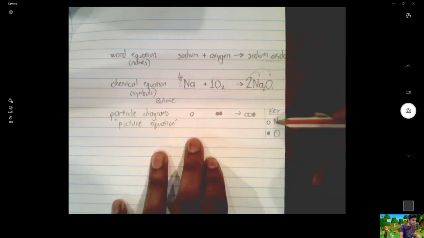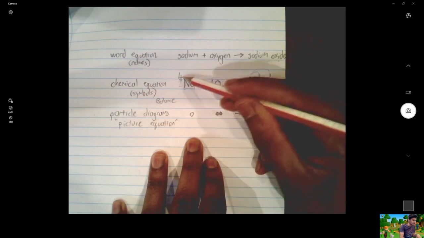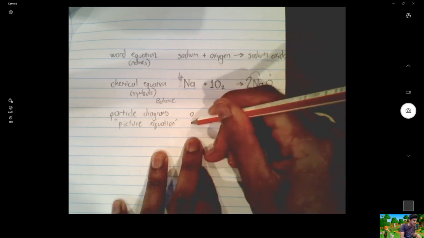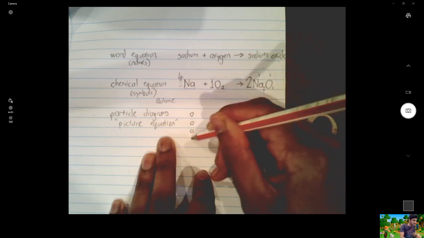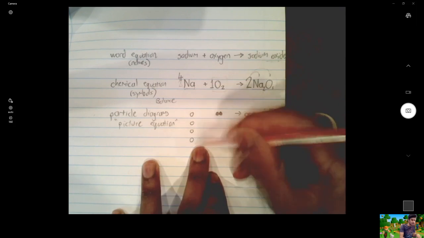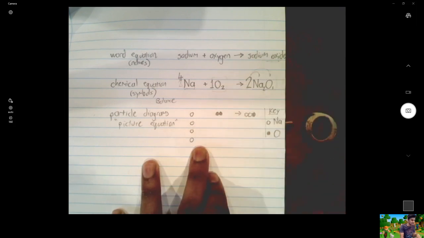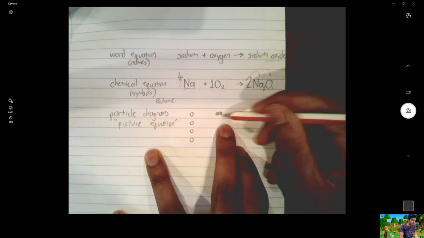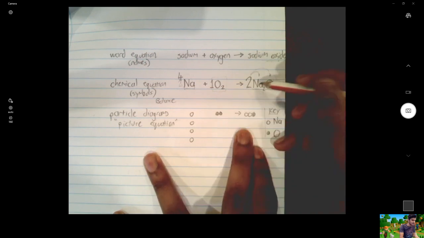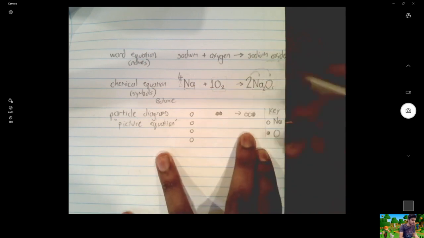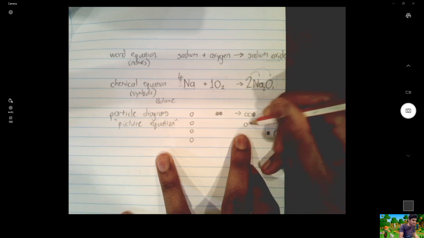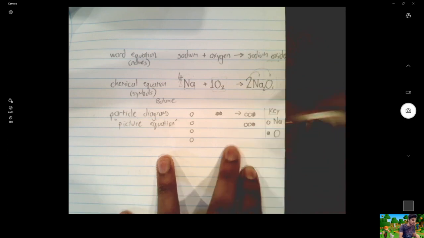Now to draw the balanced particle diagrams, I need 4 Nas, but they will be 4 separate circles. They are not chemically bonded. Sodium is monoatomic. I have my 1 oxygen molecule, and to show 2 sodium oxide groups, I'm going to the next line and drawing it separated. So then I can easily count.